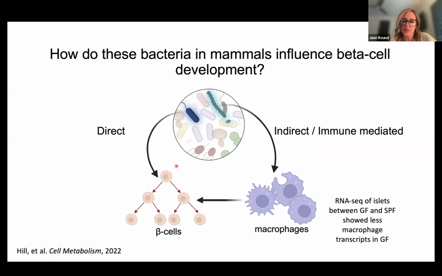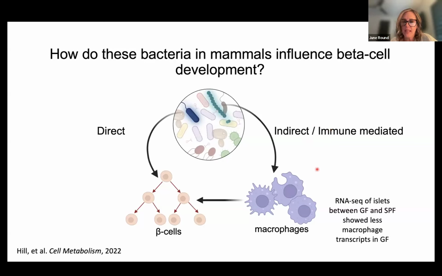So we had done a few experiments in the lab with mice, and we couldn't find any evidence that the organisms that we were working with were directly influencing beta cells in this way that they had found in zebrafish. So we started to focus on more indirect mechanisms. And since we're more of an immunology lab, we were really interested in the immune-mediated mechanisms that might influence beta cells.